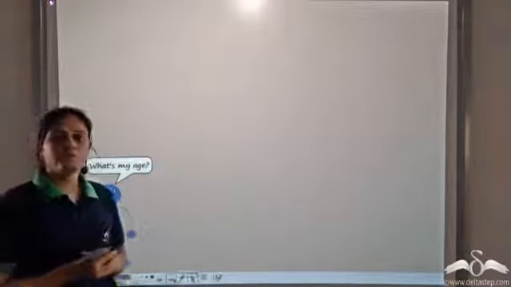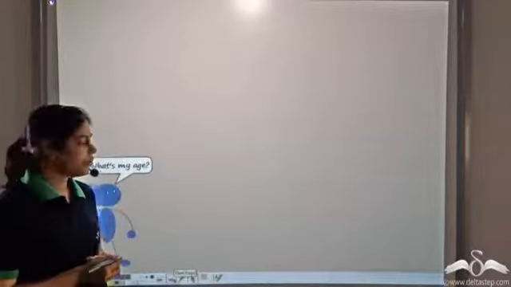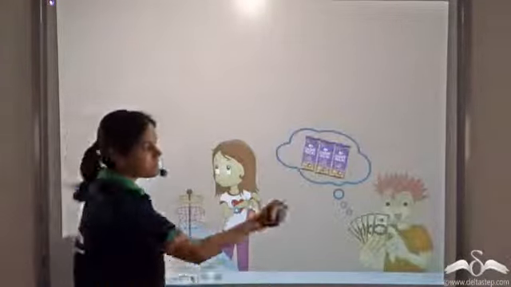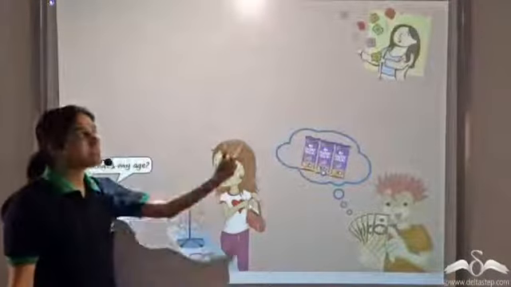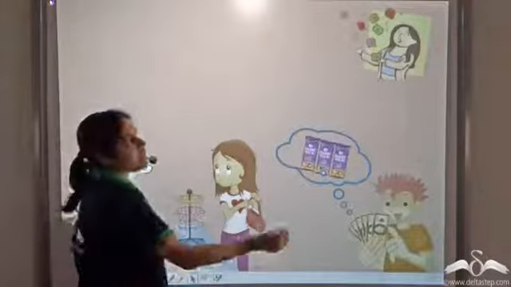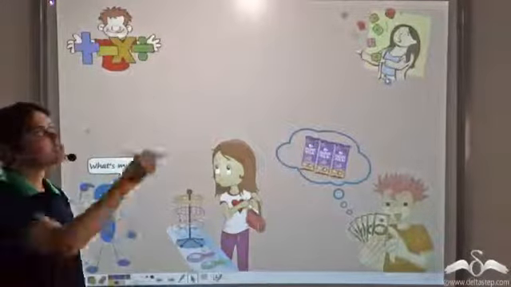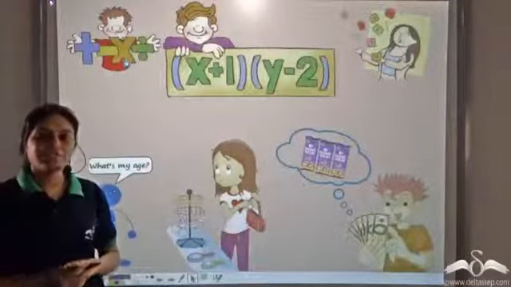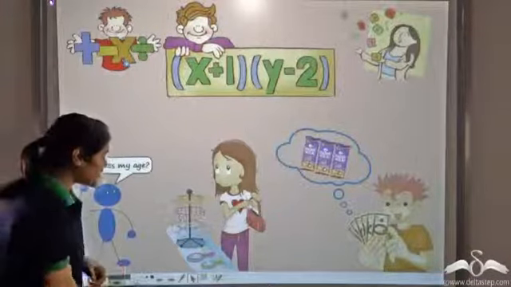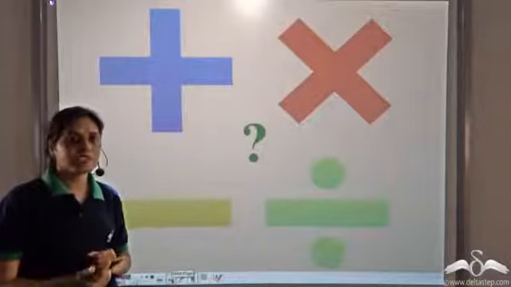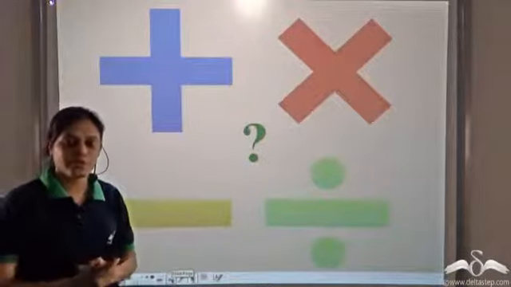Variables are used to represent anything unknown. It may be age, it may be price, it may be quantity. These variables are represented as letters, and when these letters combine with operations, they form expressions. But the actual puzzle is that which word in English stands for which operation.